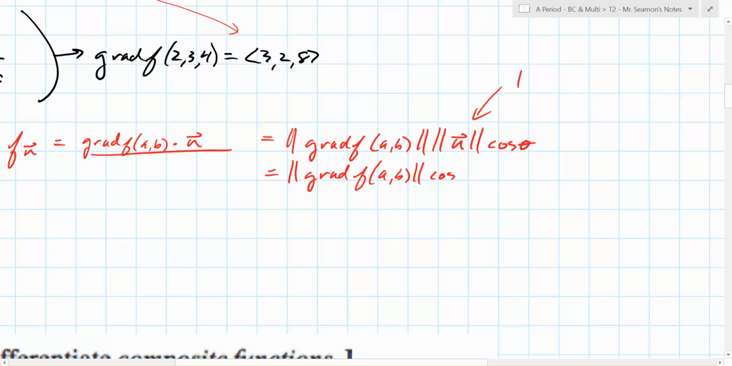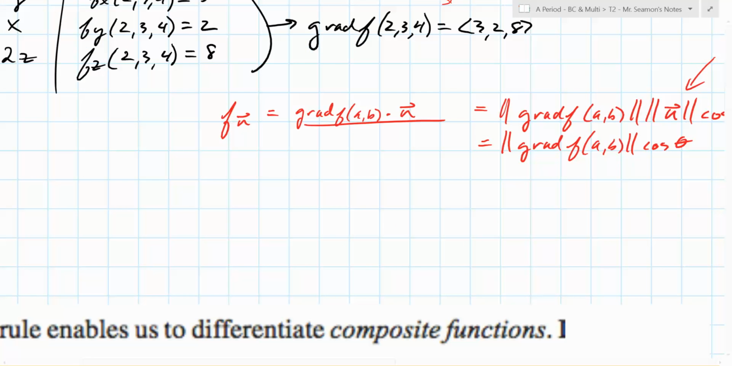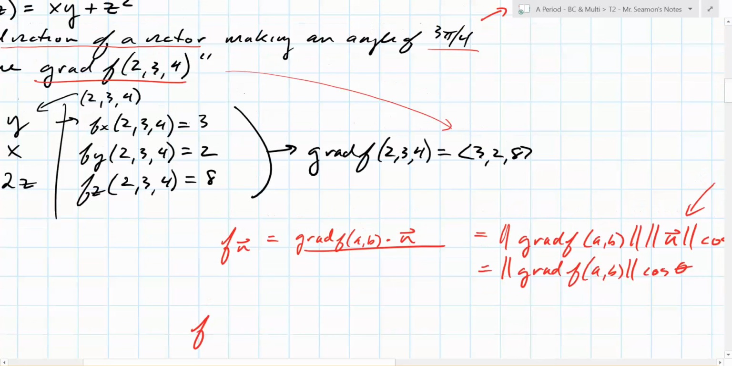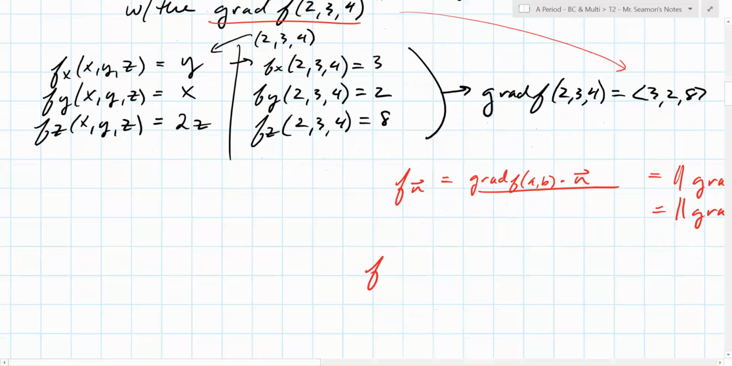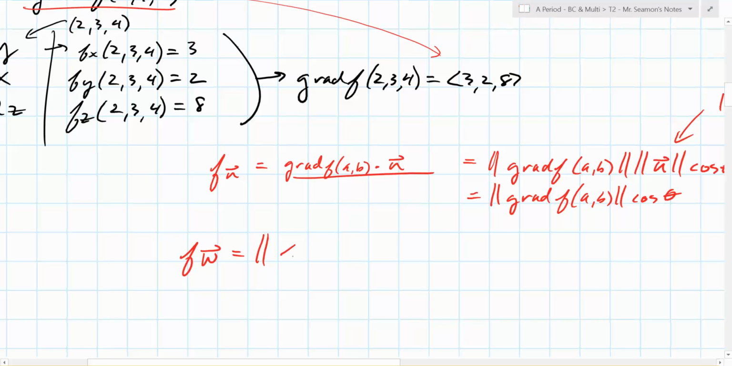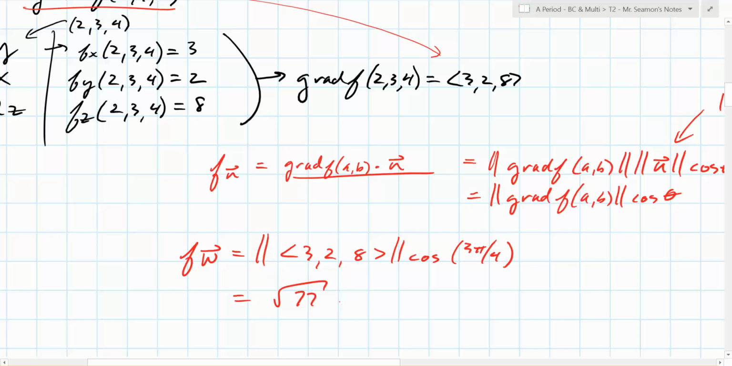Times cosine of theta. So if we want this direction, we'll call it, what letter do you want to use? W, is that okay? So fw, what's that going to be? The magnitude of 3, 2, 8. Is that correct? Yeah, it's root 77. Times cosine of 3 pi over 4. So it's going to be the square root of what? Root 77. And then it's negative 1 over 2, so square root 77 over 2.